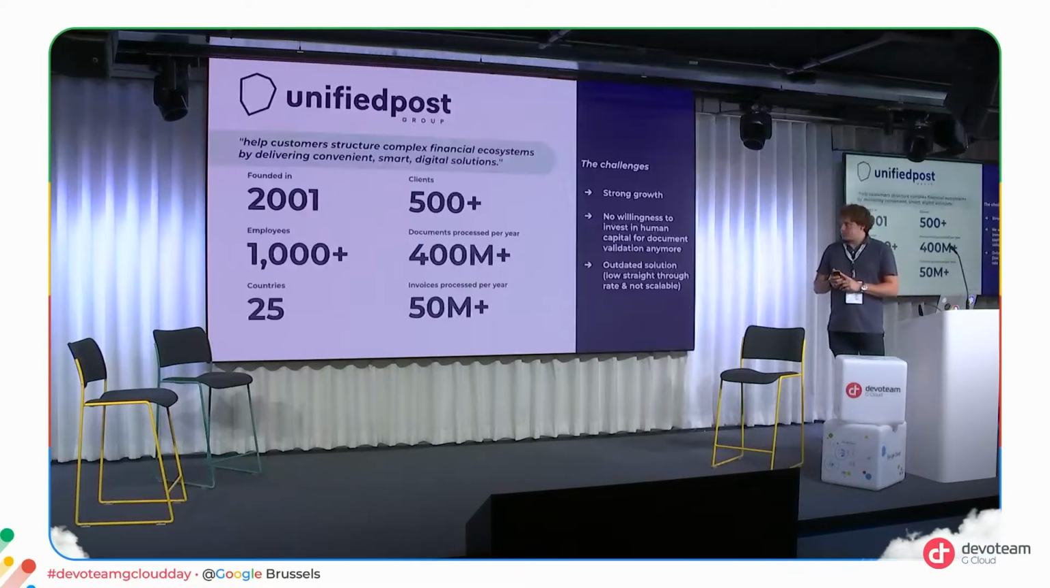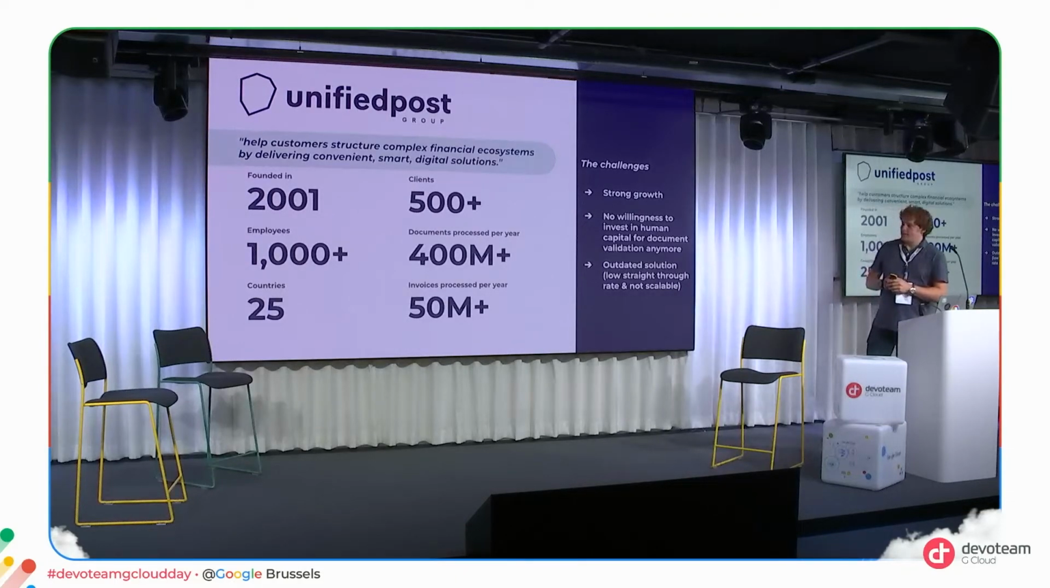Cool. Okay. This is Unifiedpost. We have already talked about them a couple of times today. Some of them are also here. They are a document digitization company. So basically their product is meant for businesses to be able to digitize all their documents and, for example, send invoices to their own customers, receive invoices from customers, and handle all of that very smoothly without having to do a lot of manual work.